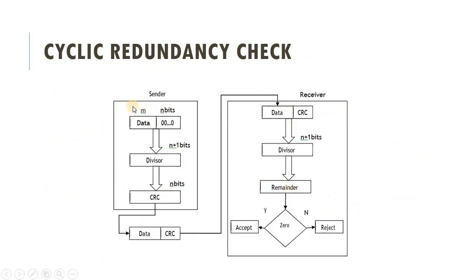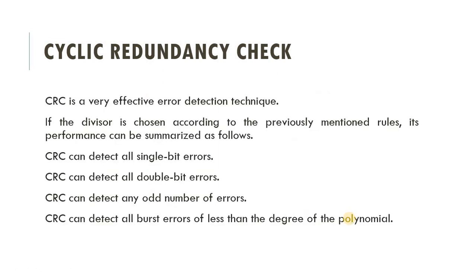As I said, first suppose some message bits are here and we are adding some redundant bits as CRC bits at the end of the data, and now this m+n bit is given to the CRC encoder, and that CRC encoder sends data to the receiver. At the receiver side, the CRC decoder works, and after division, if the remainder is 0, then accept that message, and otherwise reject it. So that is how the process works.